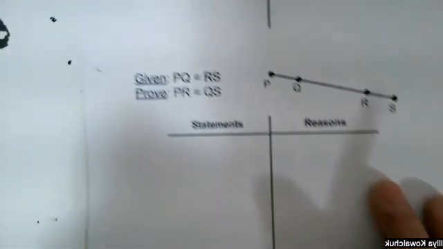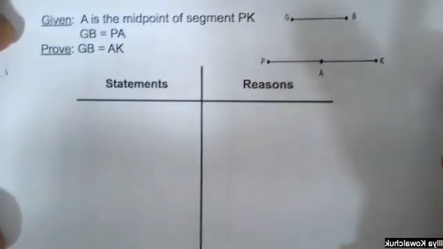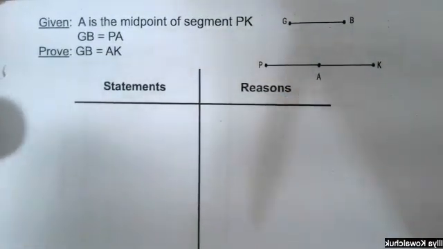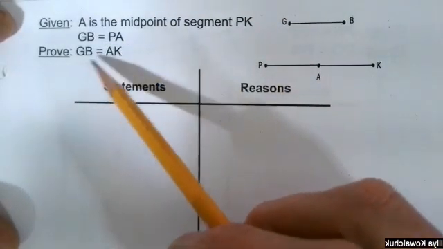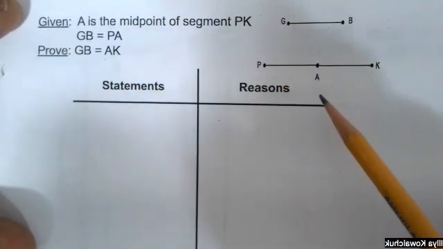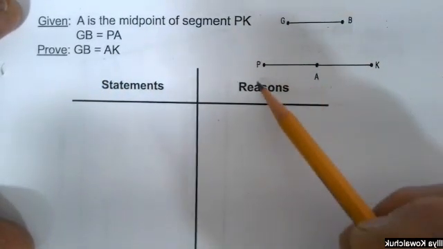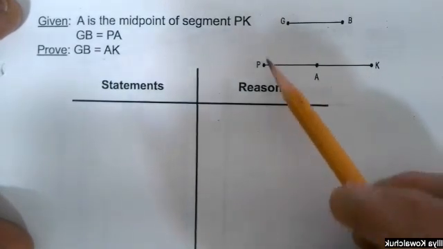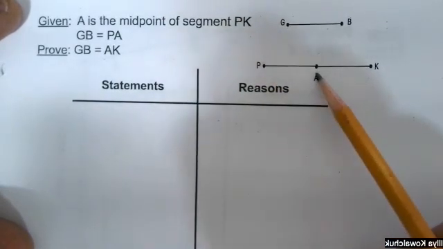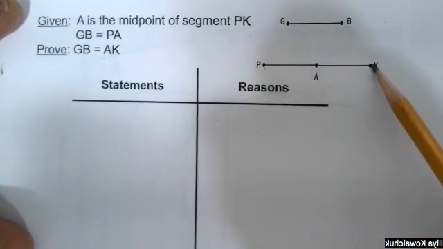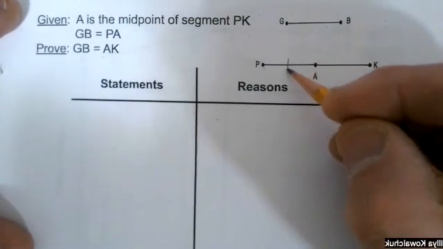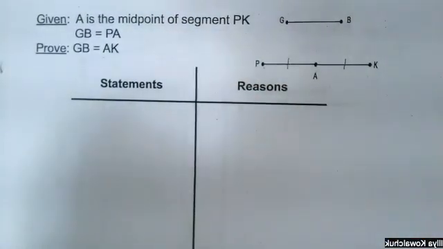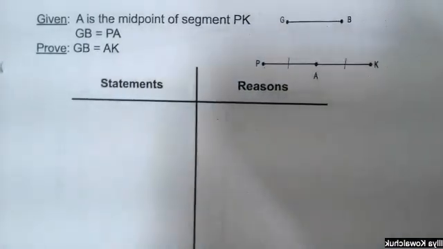Now, first off, we're going to jump in with our first proof. In this case, A is the midpoint of segment PK, and we know that GB is equal to PA. We're trying to prove that GB is equal to AK. First thing I like to do with these proofs is look at the diagram and mark up what I know is true. If A is the midpoint of segment PK, then it splits PK into two equal parts, based on the definition we just put in our knowledge card. So this segment is congruent to that segment because they're equal to each other. Okay, cool. So that's something that we know.